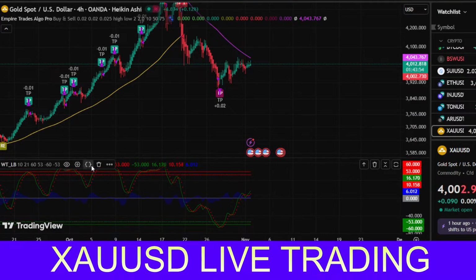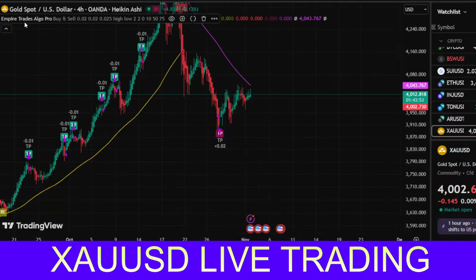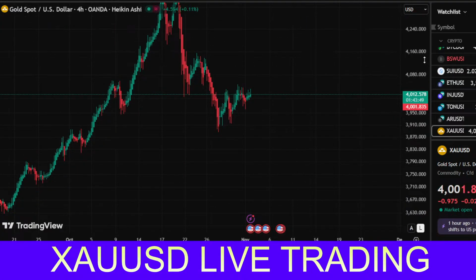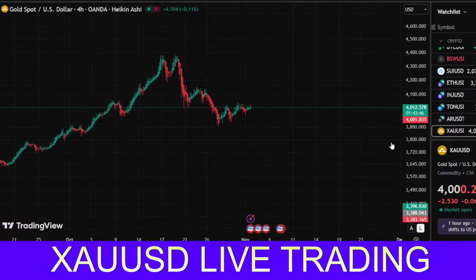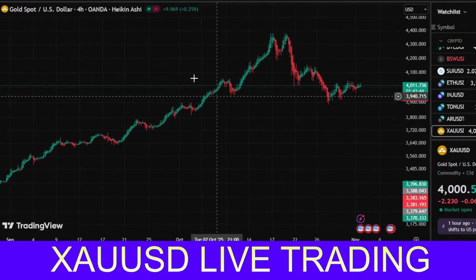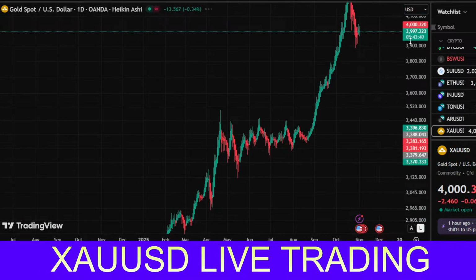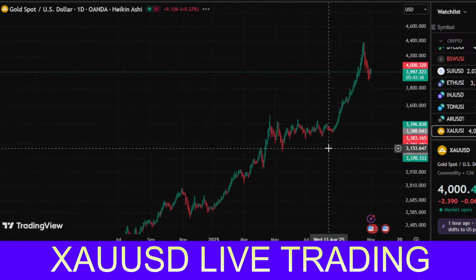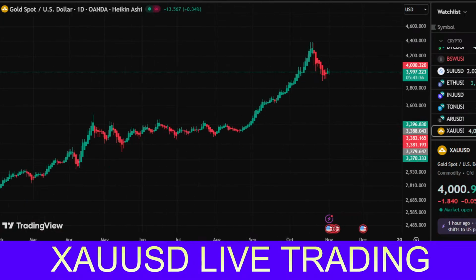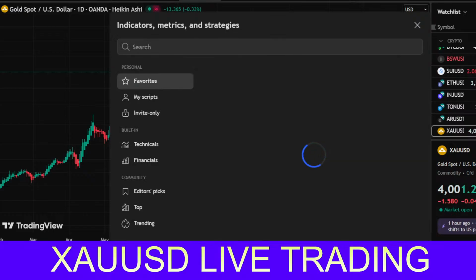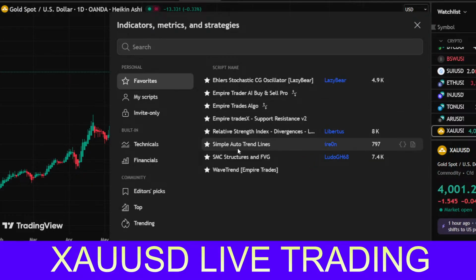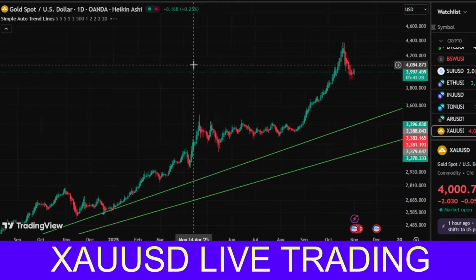Trend lines are a fundamental tool in technical analysis, used by traders to identify and confirm market trends. These lines are drawn on price charts to connect a series of highs or lows, providing a visual representation of the direction and strength of a trend. By offering insights into potential support and resistance levels, trend lines help traders make informed decisions about entry and exit points in the market.